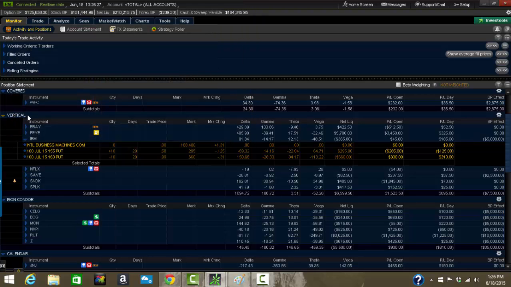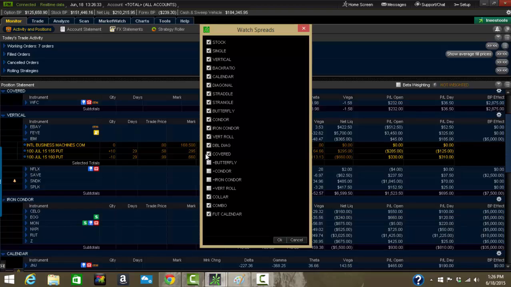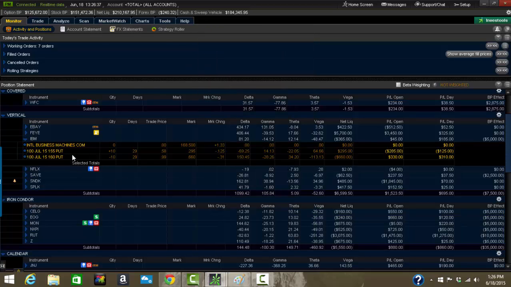I also have it set up on the vertical folder by grouping the symbols by spreads, and I put all the check marks on all the different spreads, so that it will automatically go into that folder when I trade it as a vertical. And that's what a bull put spread is, a vertical spread.